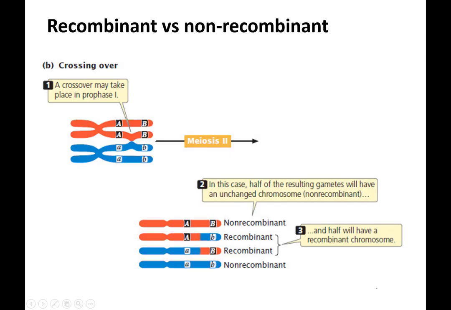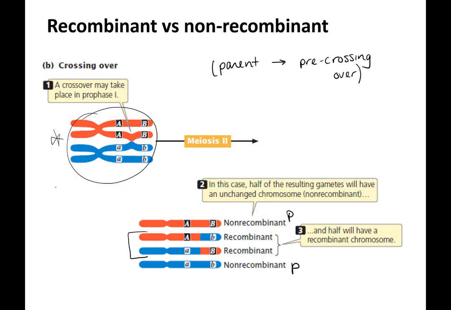Again, just to reemphasize, recombinants mean we have a new allele combination compared to the parent, compared to pre-crossing over. So when I say parent, I'm really meaning pre-crossing over. The non-recombinants we also call parental because they look just like the original chromosomes.